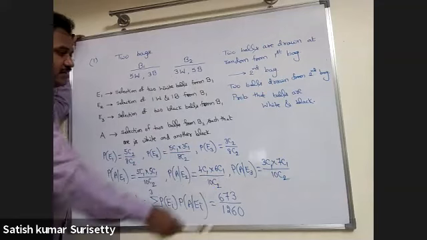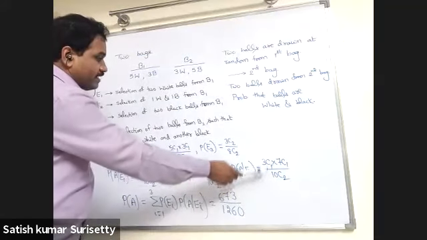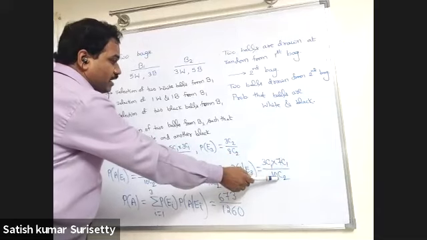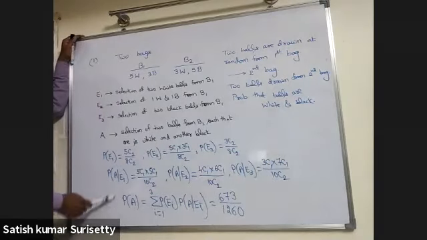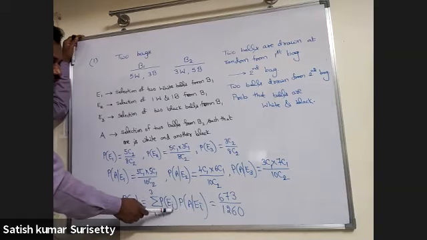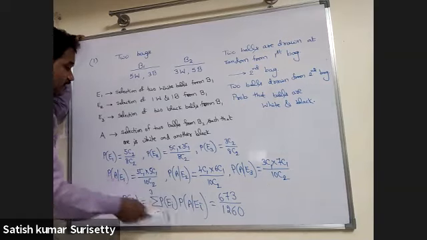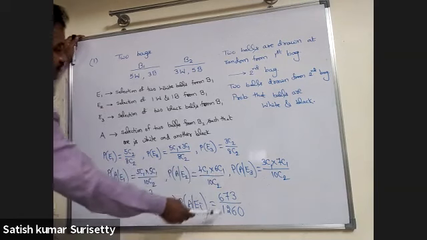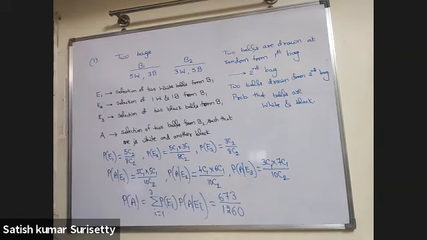In the same manner, probability of A given E3 will be 3C1 into 7C1 upon 10C2. Now the total probability, that is probability of A, equals sigma i equal to 1 to 3, probability of Ei into probability of A given Ei. So if you substitute and simplify, you will find 673 upon 1260.